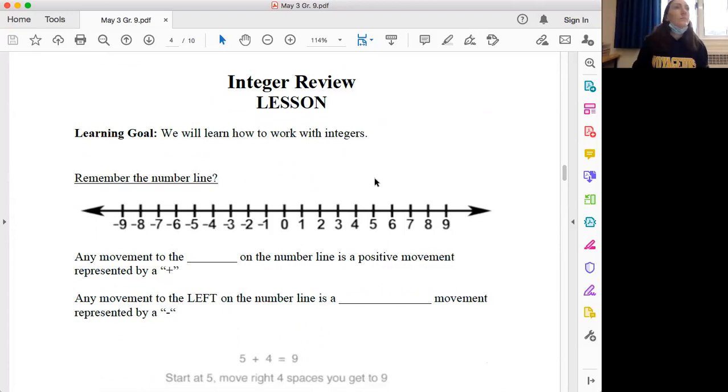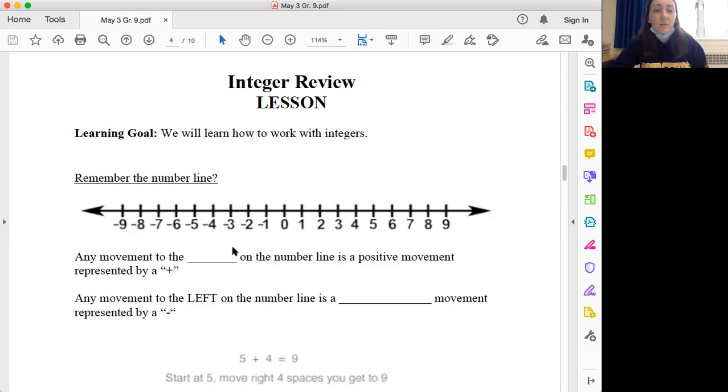So it would have been better to be in class because we do have a number line up on the wall. But I provided you with one on here, and there should be some on all of your work as well as your quizzes that'll help you out.